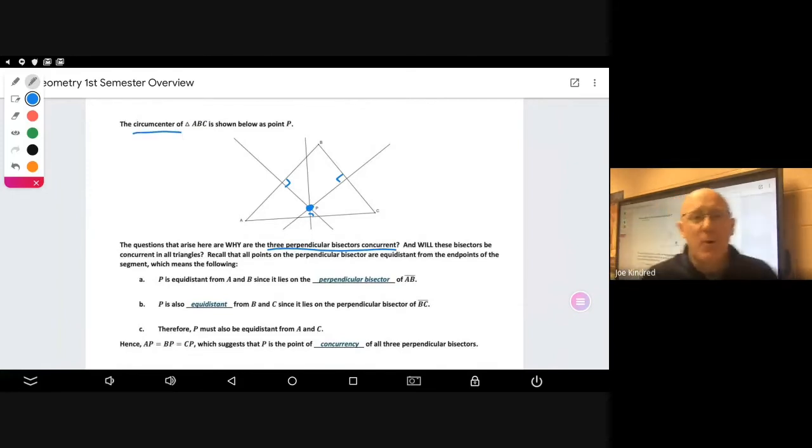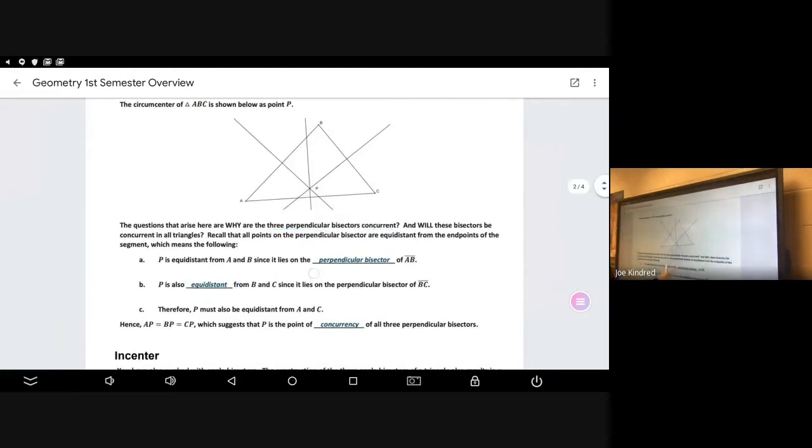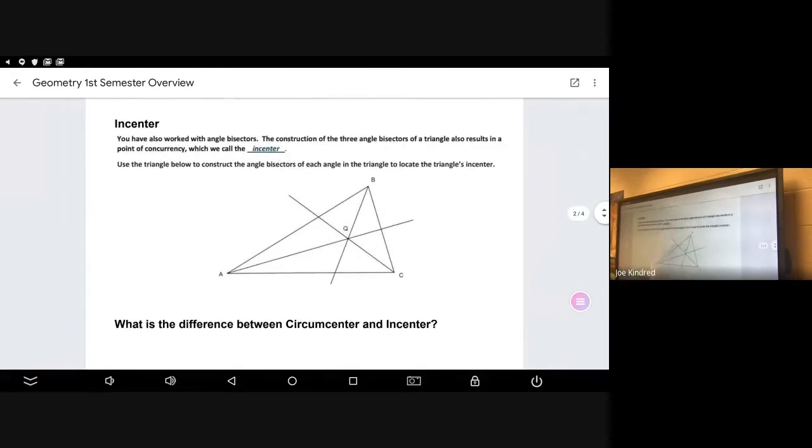And so perpendicular bisectors on a triangle form the circumcenter at that point of concurrency, the point where they all intersect at one spot. We also learned about the idea of what equidistant means. In addition, we also talked about something called the incenter.